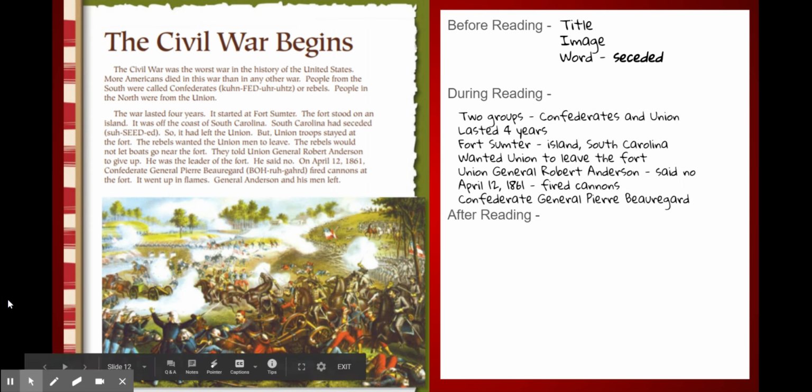While I was reading, I took some notes that I will use to help me develop my writing. I know there are two groups that I need to focus on, the Confederates and the Union. I see that the Civil War lasted for 4 years. I know the first event happened at Fort Sumter on an island in South Carolina. I know the Confederates or rebels wanted the Union to leave the fort. There are two major people I need to focus on, Union General Robert Anderson and Confederate General Pierre Beauregard, and that this event took place on April 12, 1861.